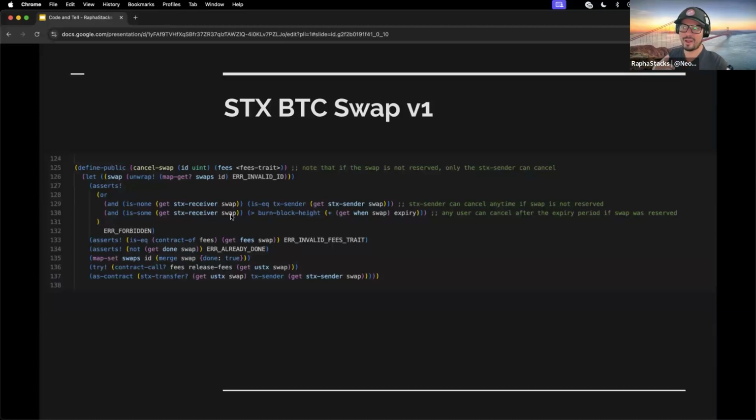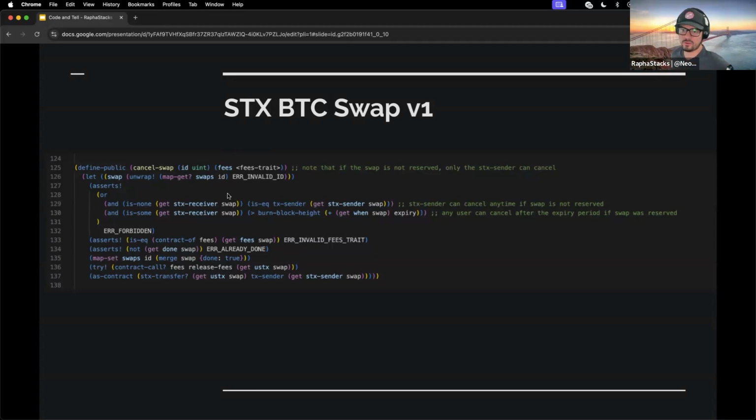And there was a reason why I did it this way, which I discussed with the auditor. And I'm wondering if anyone knows why I did it this way. As you can see here, the STX sender can cancel if it's not reserved, line 129, or if it's expired. And they had to do so, otherwise the Bitcoin sender could still swap.